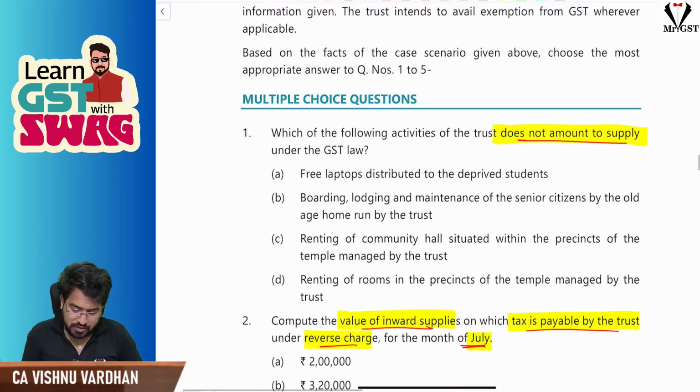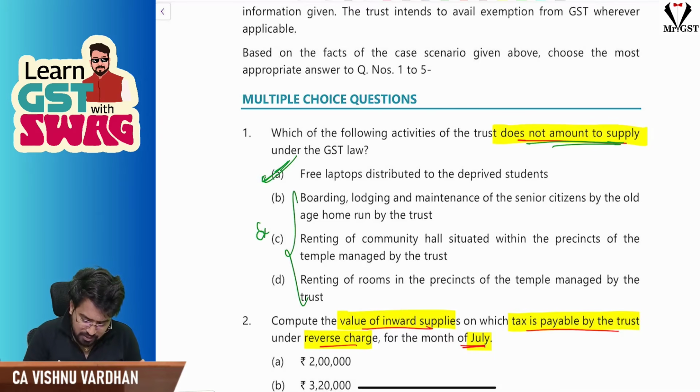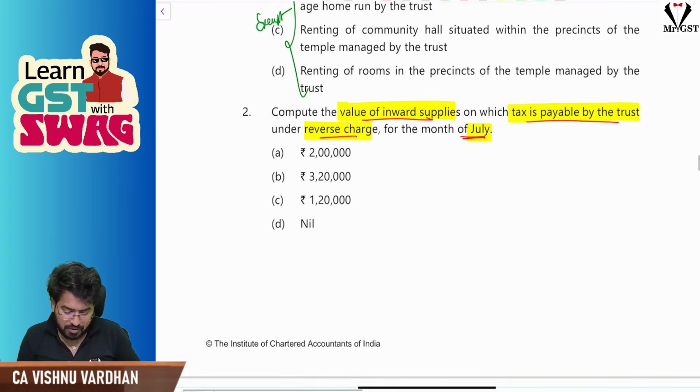So now let us go with the questions. Which of the following activities doesn't amount to supply? Free laptops distributed. That's all. Remaining and all, please understand, these are exempt. Exempt is different, not a supply is different. So free laptops is not a supply. No consideration, no supply.